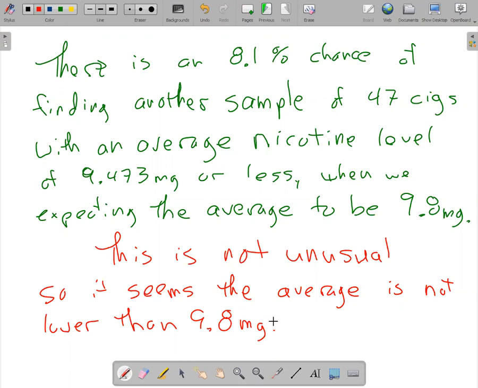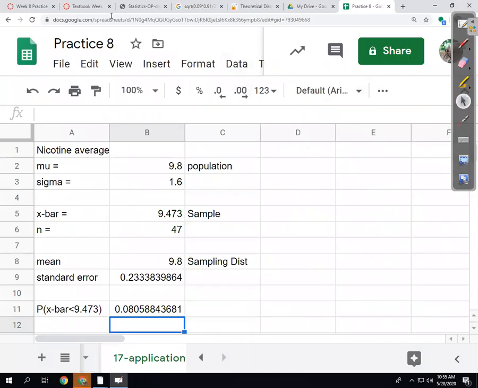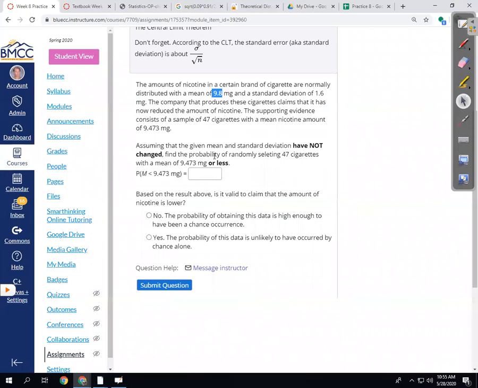So you have a similar thing to look at in your application. So let's kind of bring it up and make sure I got all the key points Mercedes was asking about. I think I addressed just about everything in that part F there. And I'm going to type this in just to get it done. So this was, they want decimals, so 0.081. Based on the results above, is it valid to claim that the amount of nicotine is lower? And the answer is no. So that 8% is too high to have this be just a purely random chance. So it doesn't look like they did a good job of lowering nicotine.